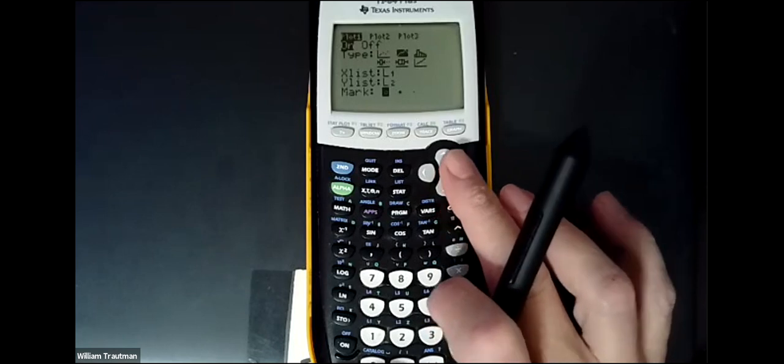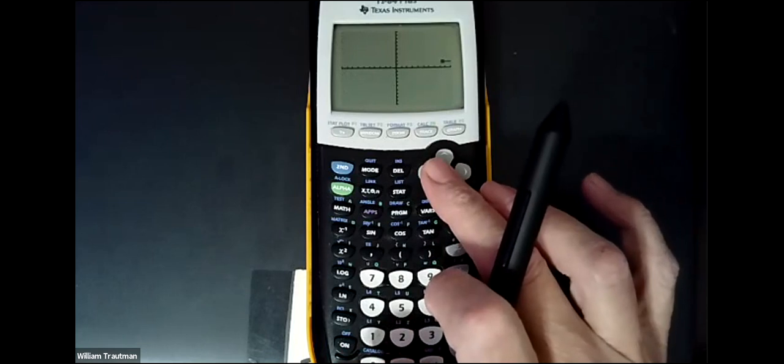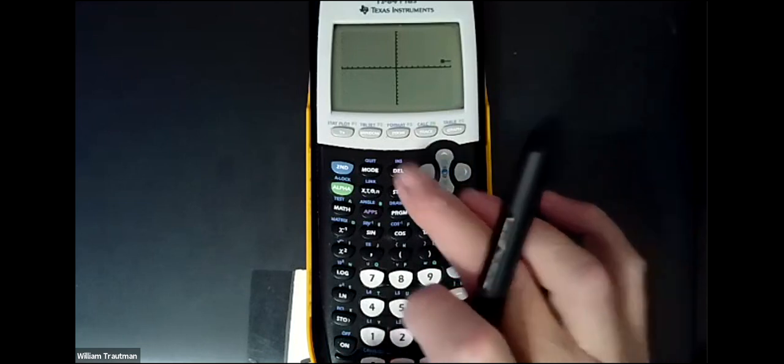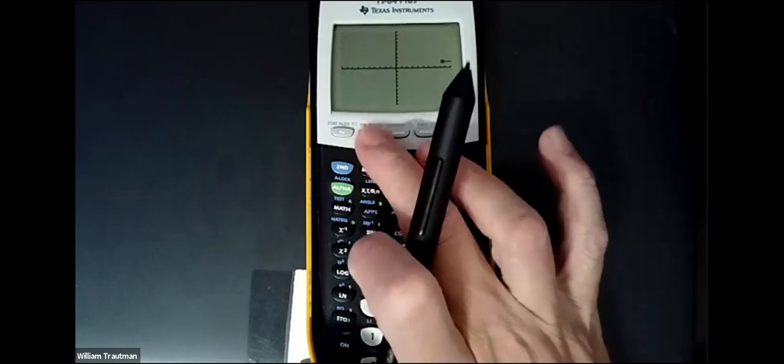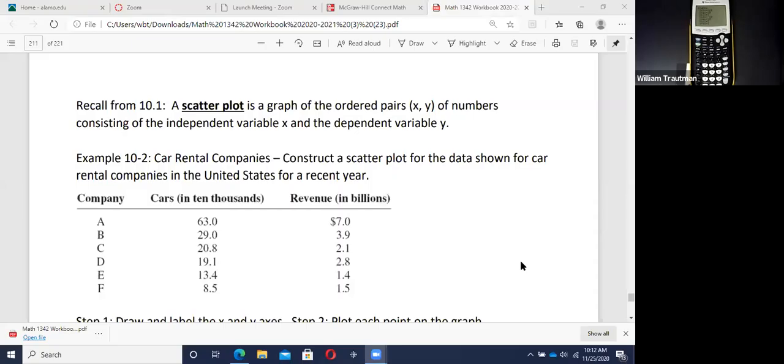And before I hit graph, well, I can go to the graph right now, and I don't get a very good graph because my window doesn't match the data. So let's go back to the data. Remember, the highest X value was 63. So I'm going to do my window from 0 to 65, just so 63 is in there.